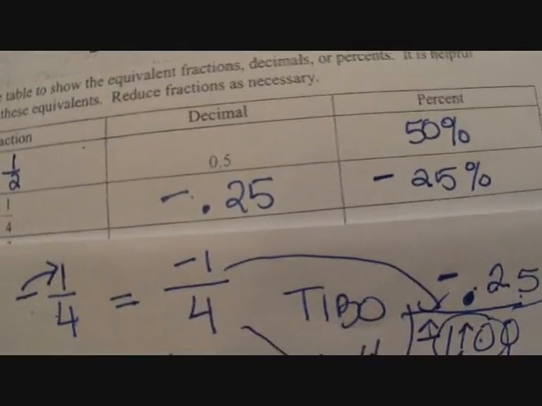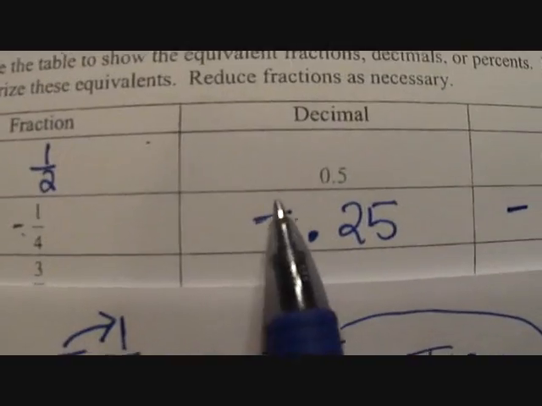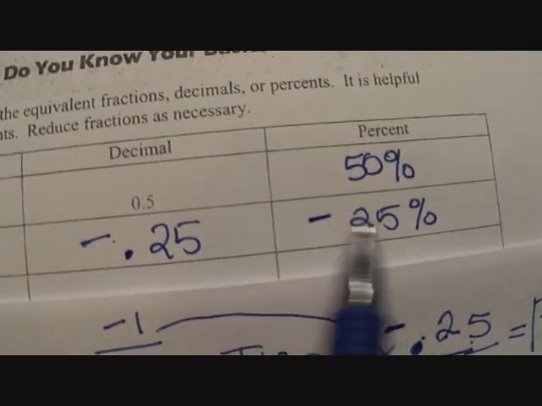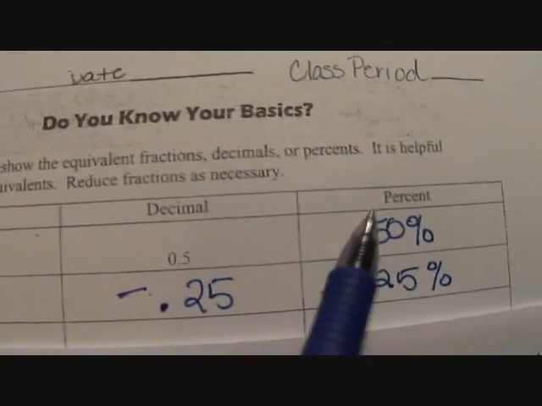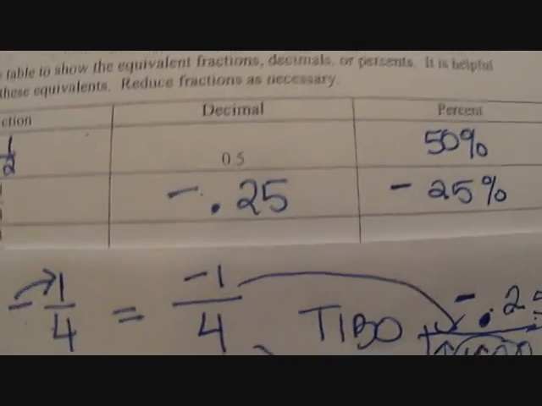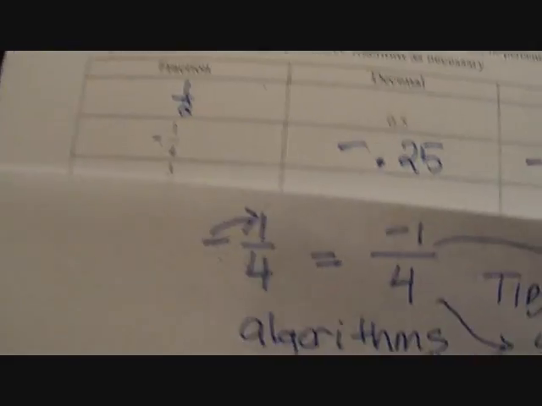So the big picture here is doing conversions. If it begins as a negative, it will remain a negative throughout the forms of the number, whether it's a fraction, decimal, or percent. If you have any questions, please do email me, but I do expect for you to finish the rest of this chart on your own.